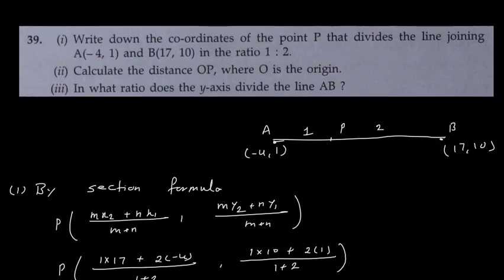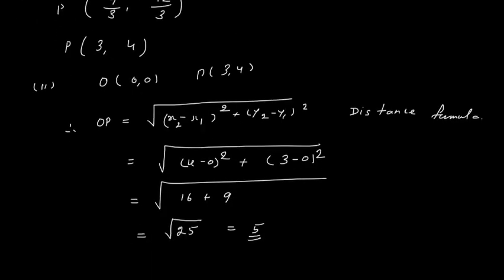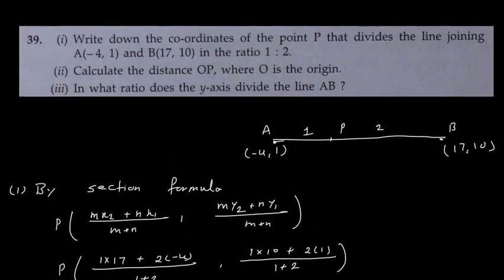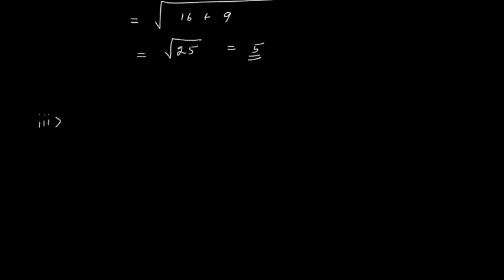Now the third part is we have to find in what ratio the y axis will divide this AB. So I will say let the y axis divide AB in the ratio m:n. Okay, we know that the point on the y axis has x coordinate as 0.